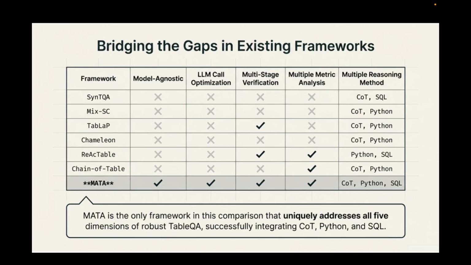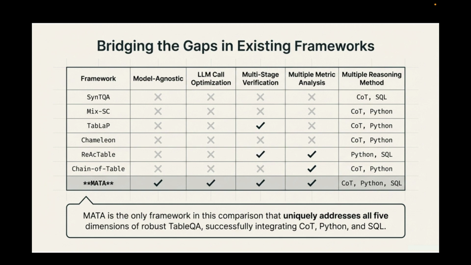This slide compares MATA with earlier table question answering frameworks. The main point here is that previous systems usually solve only part of the problems. For example, some methods may only use multiple reasoning paths, but they do not optimize the number of LLM calls. Some methods may do some verification, but they are not flexible across different kinds of models. Others may evaluate with limited metrics and miss a fuller picture of performance.